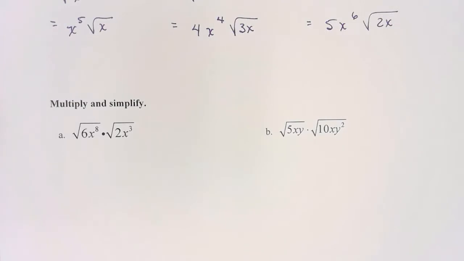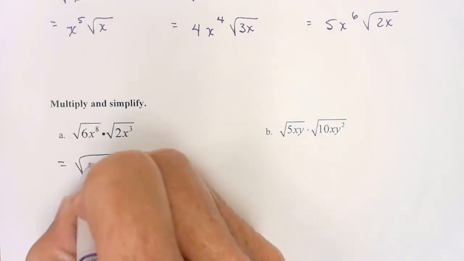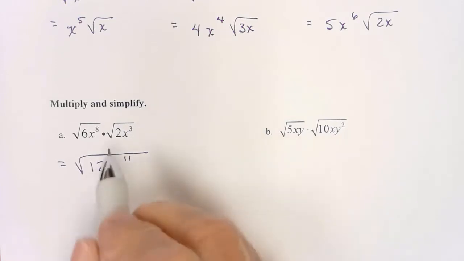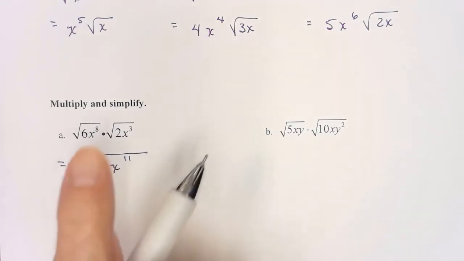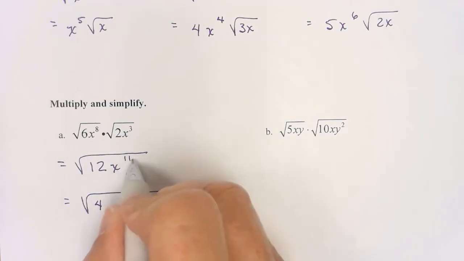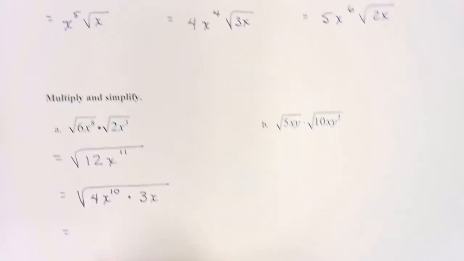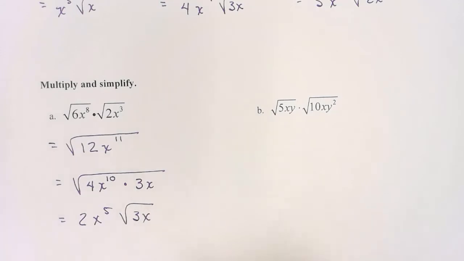Last couple of problems, we have to multiply and then simplify. Okay, so let's multiply first, because I can multiply these and we'll see what we end up with. So that would give me 12x to the 11th. Remember, I add my exponents, but now I'm back using the things that I did up there. 12 is the same thing as 4 times 3. If I just take 1x away, it'll make me an even power up here. So this one should simplify to 2x to the 5th square root of 3x.